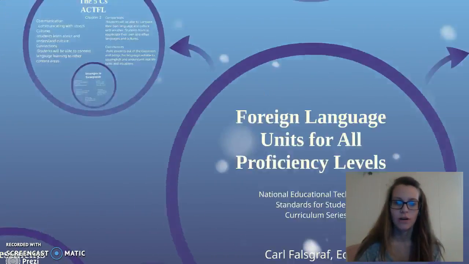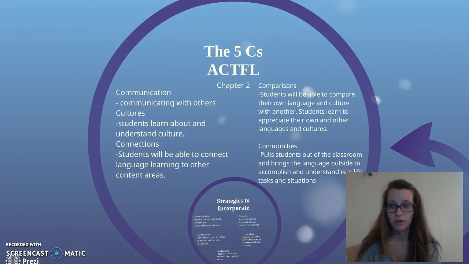One of the things that they talk about in the book is the 5 C's from ACTFL, which we all know is the standards for students and also for teachers, making sure that we teach the students meaningful material. One of the 5 C's is communication, which means that the students will be communicating with others in the target language. The second one is cultures, and this is where students learn about and understand culture, including their own.